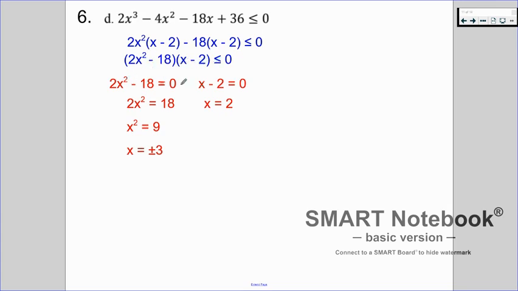Set each factor equal to 0. I could keep factoring this if I wanted, but I see I only have one x in that factor, so I can go ahead and solve. So add 18, divide by 2, and now take the square root. And now I do have real numbers over here. So I have 2 zeros, one at -3 and one at +3, and another 0 over here at 2. So we'll take a look at that graph as well.